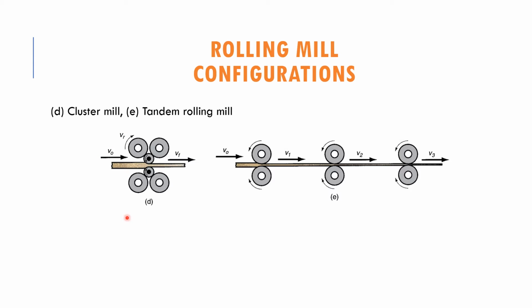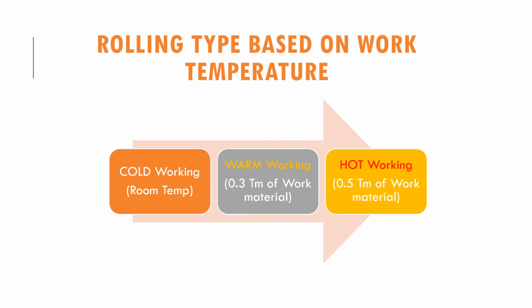Now here we see the cluster mill. You can see that there are 4 big rollers which will support the small roller over here. We also have the tandem rolling mill. This one is for a continuous process, where you can see there is a stack of 2 rollers here, but it is continuous, meaning that the material will go from one and then go directly to the next. So if you can see here, the thickness in between will start to reduce from this roller to another roller.